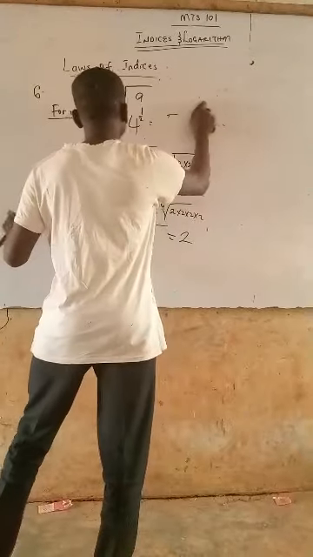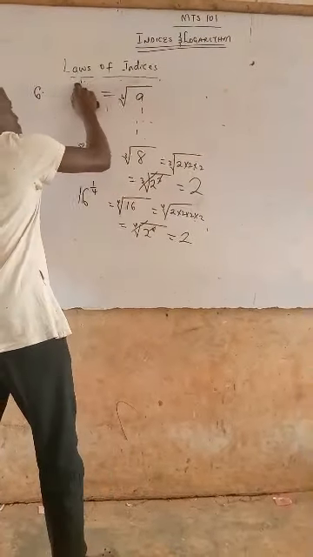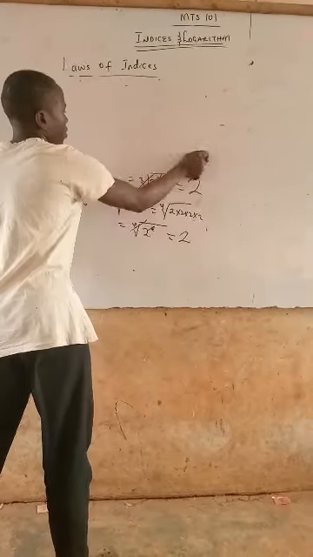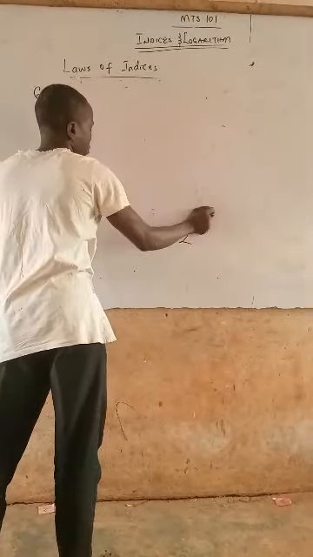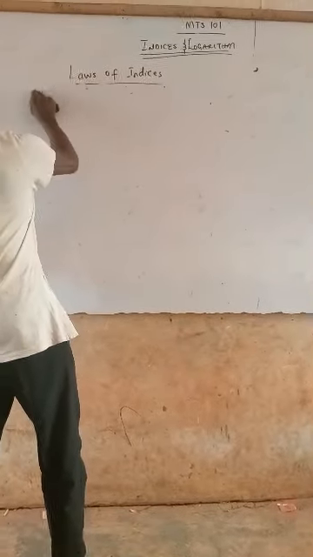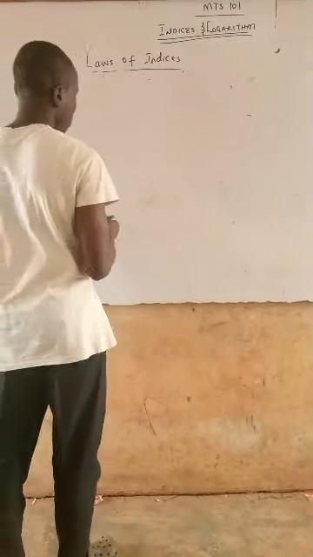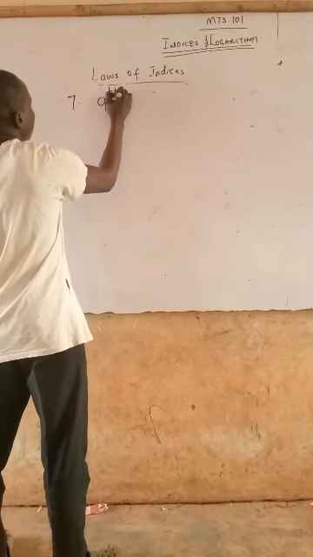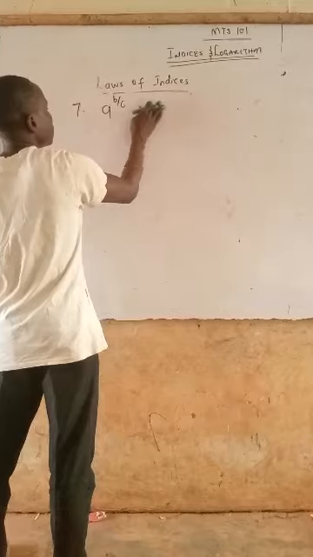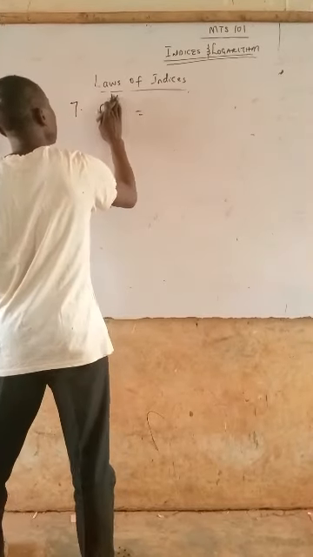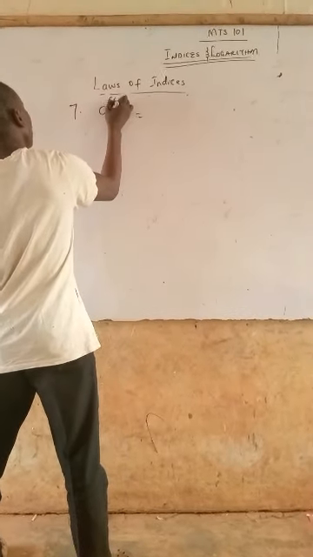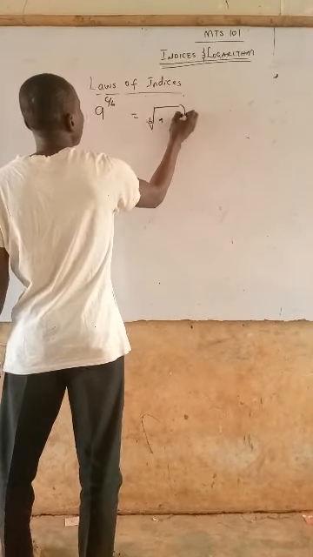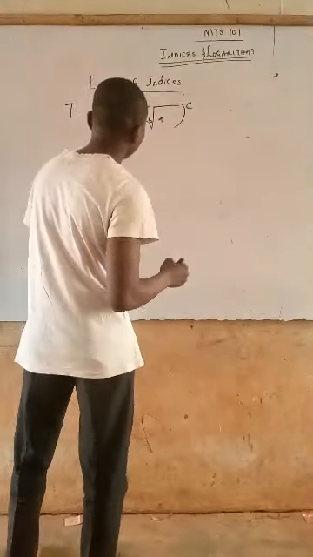Then the next rule I'll be touching here, that's the 7th rule of indices. If you have a raised to the power of b over c, this is the same thing as, sorry, let me use c or b. This is the same thing as the b-th root of a raised to the power of c.